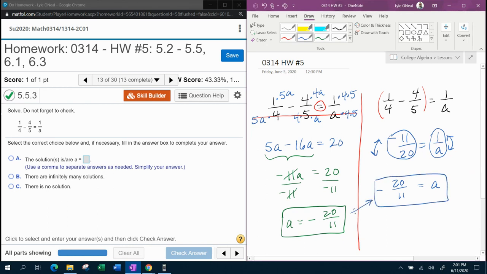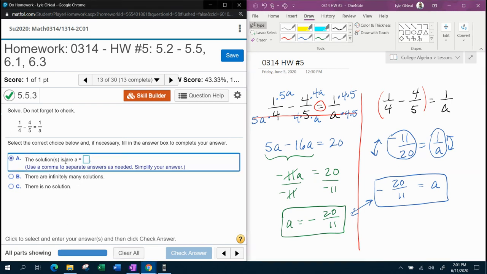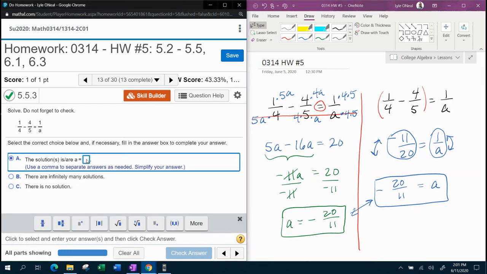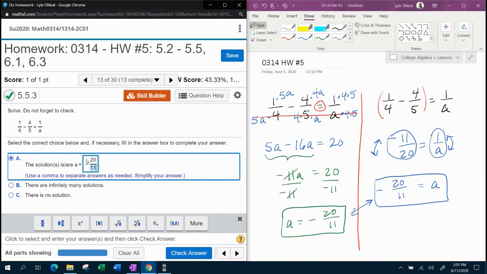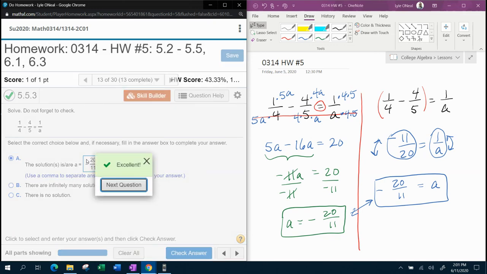Now if you compare these two answers, you'll notice that they are the same. So that's two techniques that both produce the same result. Now to check, negative 20 over 11.